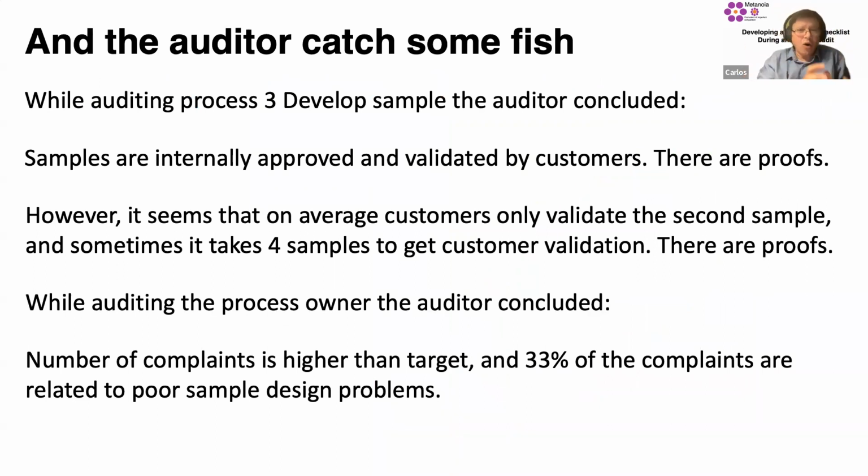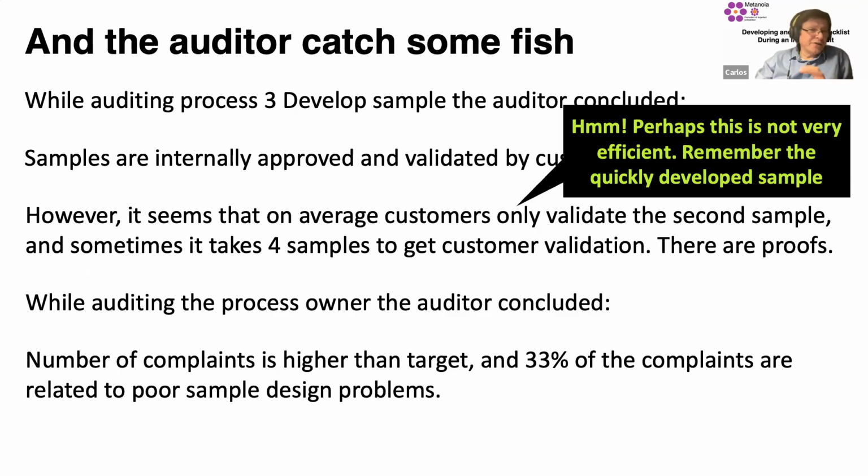For example, while auditing process 3, develop sample, the auditor concluded: so samples are internally approved and validated by customers. There are proofs. However, it seems that on average, customers only validate the second sample. And sometimes it takes 4 samples to get customer validation. There are proofs of that. So perhaps this is not very efficient. Okay, remember the quickly developed sample in the purpose of the process that we saw previously.